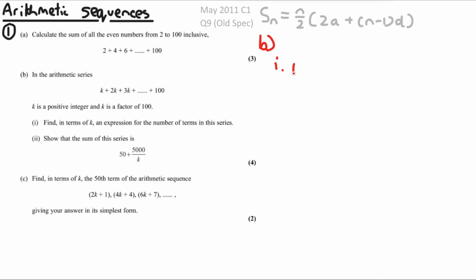So we can use the formula un is equal to a plus n minus 1 d. This isn't given to you in the formula booklet, so you will need to remember this. And then equal this to 100, because we want to find this term. Find a and d using this sequence here. Rearrange in order to find n for this value, and then that would be equal to the number of terms.